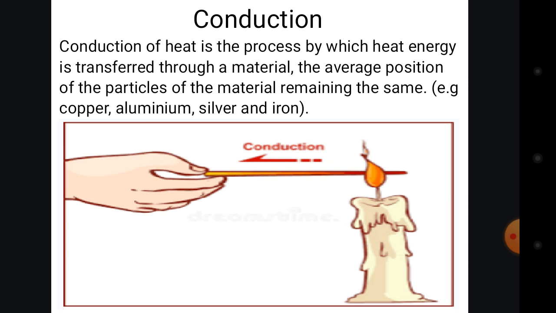It can contain heat because heat can pass through it. Also aluminium, the heat can be transferred through it, and its size will remain the same and will not change. Silver too, heat can pass through it, and its size will remain the same. And also iron.